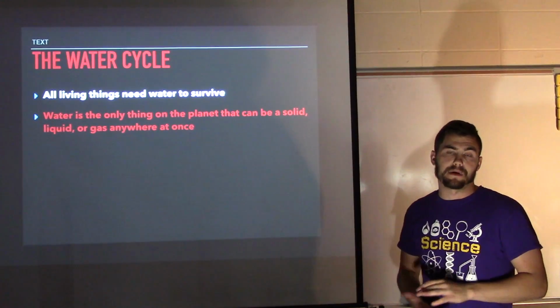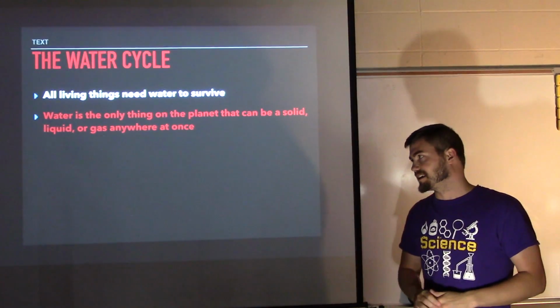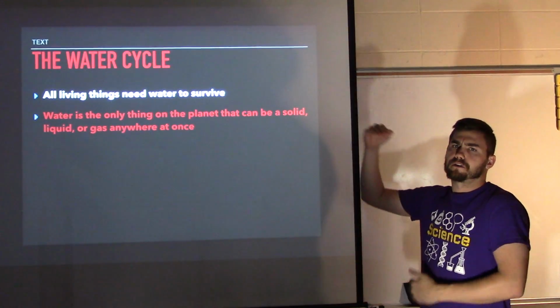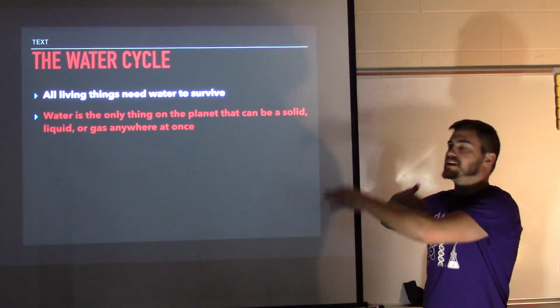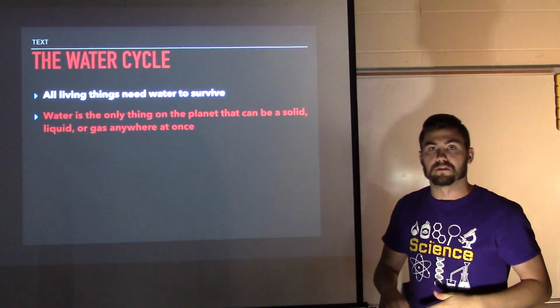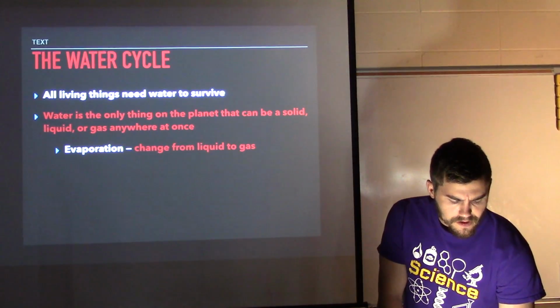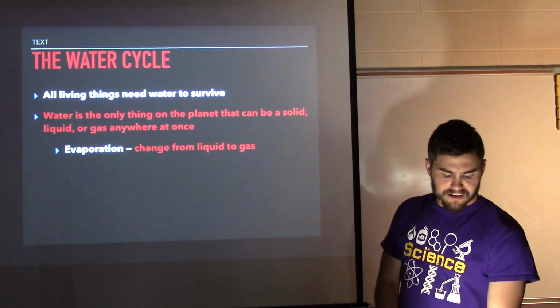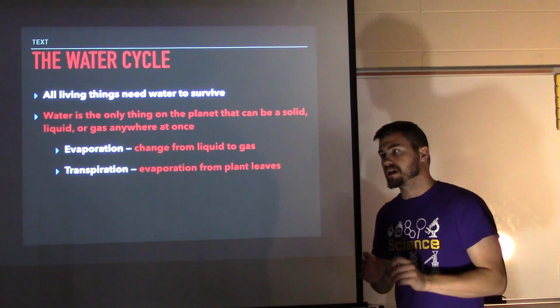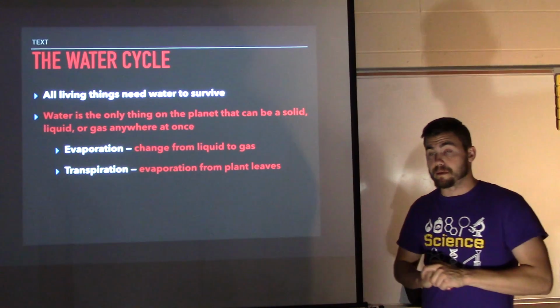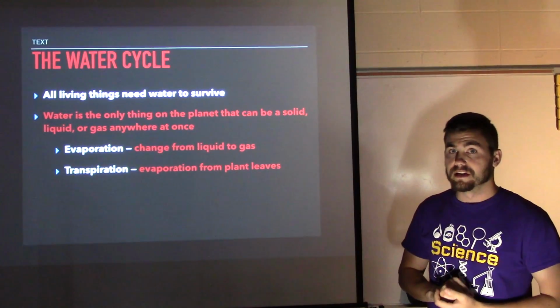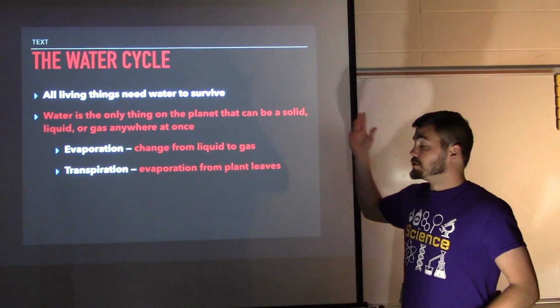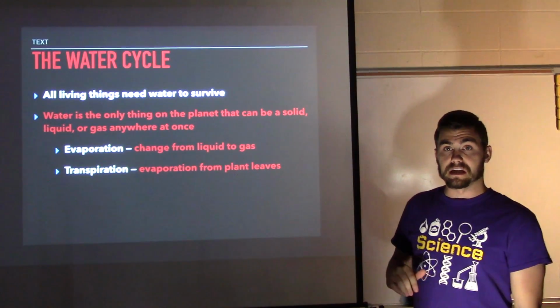It's the only compound that can be solid, liquid, and gas on Earth. So water very readily and very easily, constantly cycles through the air, the water, and within living things. You probably know what evaporation is, but a highly crucial form of evaporation is transpiration. And this is when plants release water vapor from their leaves.